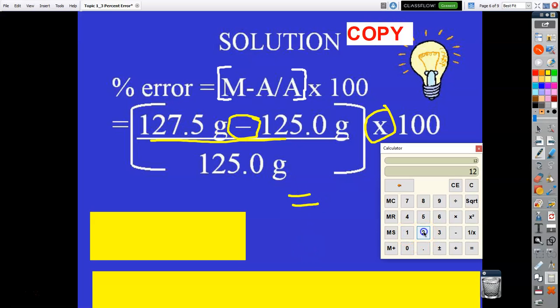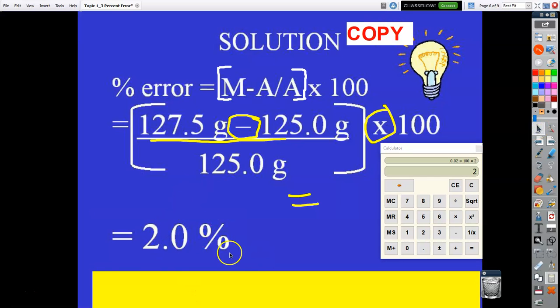Let's do 127.5 minus 125.0. I hit the equals. That's once. I know the difference is 2.5. I'm then going to hit divide by 125.0 equals. That's the second time I hit the equal sign. And then I multiply, times 100 equals 2%, which I had covered by this box, but I'll pull that away. So I got a 2% error.